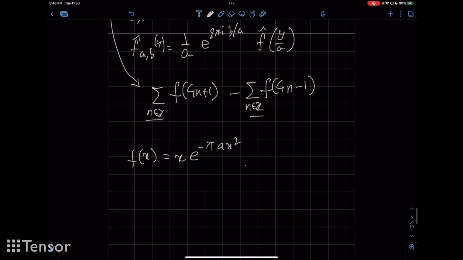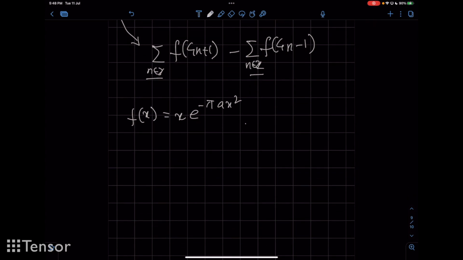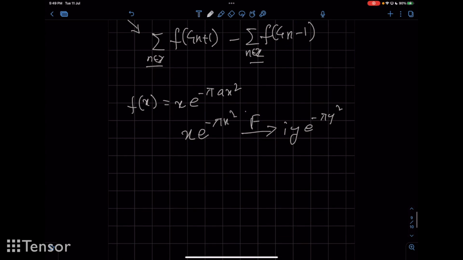I'm not going to evaluate the Fourier transform of this function, but that's left as an exercise. So how do we do that exercise? The Fourier transform of x e to the negative pi x squared is, I think, i y e to the negative pi y squared.